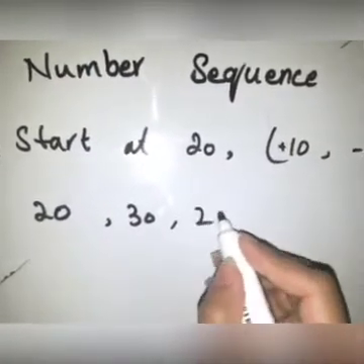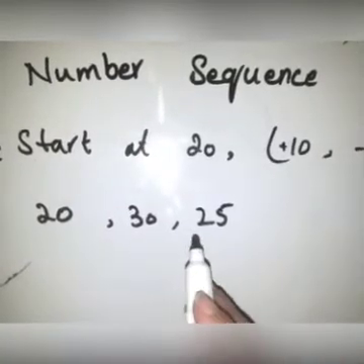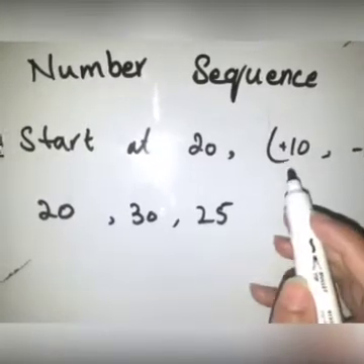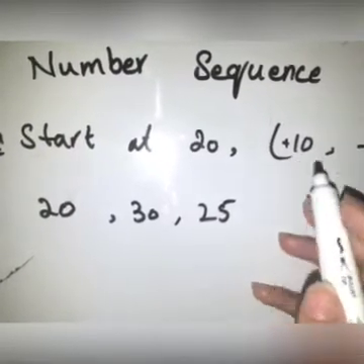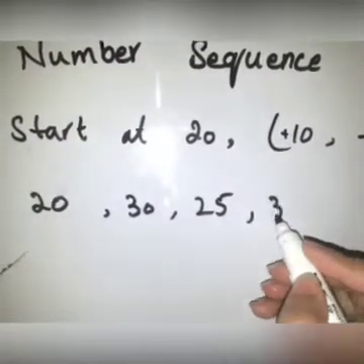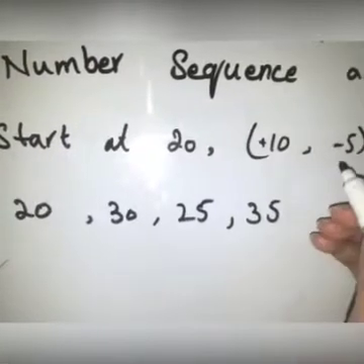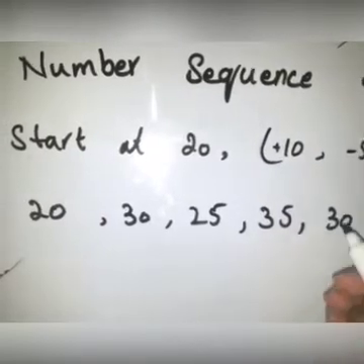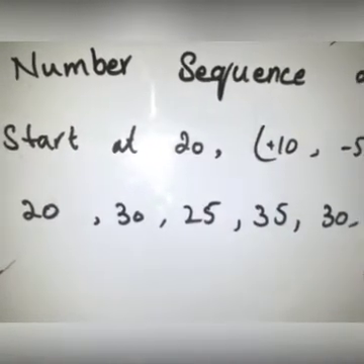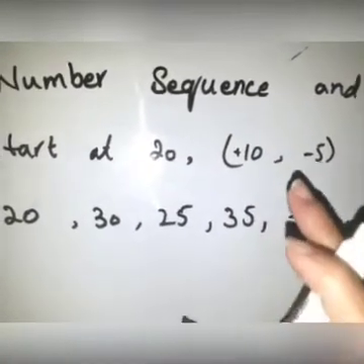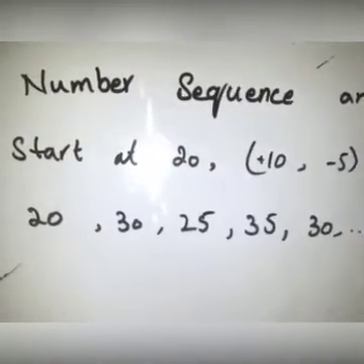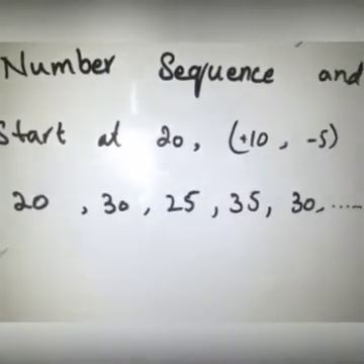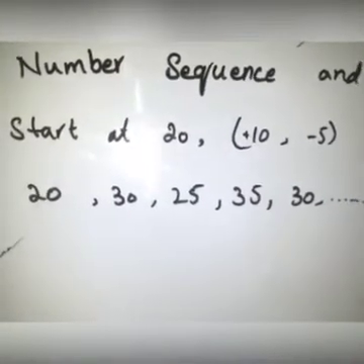Minus 5 means 25. We will subtract 5 from this 30. Then after 25 we will again add 10, so the answer will be 35. Then minus 5, so the answer will be 30. So it goes on, because there is nothing in the question to stop at or up to that value. So the sequence is going on.